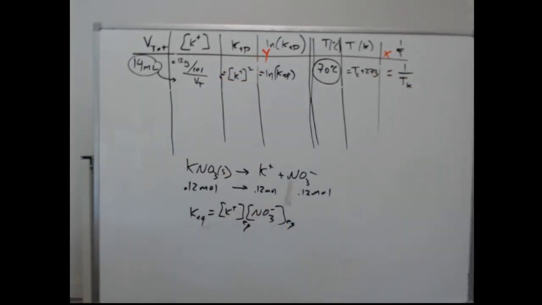Now the question was, what if it wasn't something this nice? What if it wasn't a 1-to-1 ratio? So we're going to do some problems like that tomorrow in class. But let's look at what's going to happen.